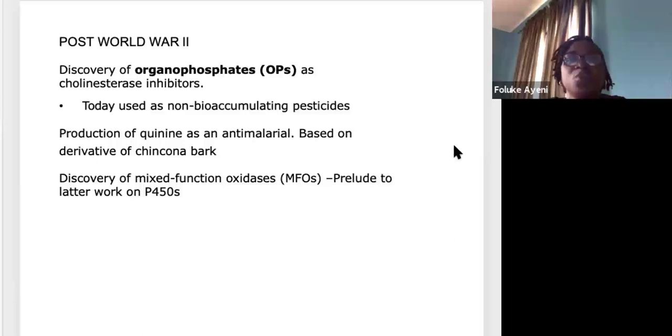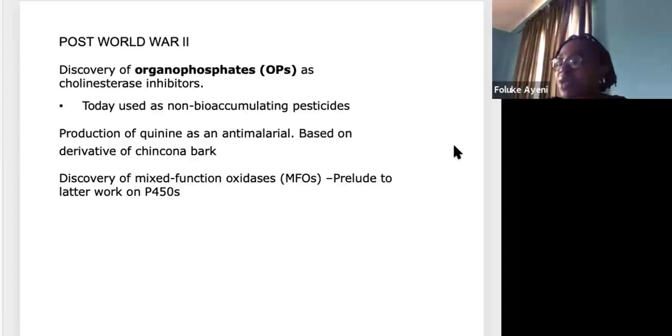At the end of World War II, we also had the production of quinine as an anti-malarial based on some work done on the cinchona bark. We have moved from quinine at that time to chloroquine. We have now moved to the use of artemisinin combination therapy, which is being used as the preferred choice of antimalarials today.